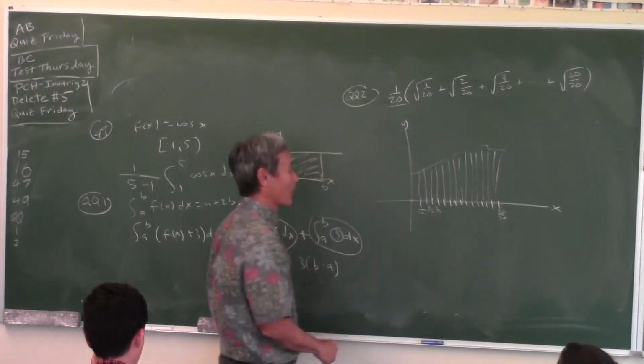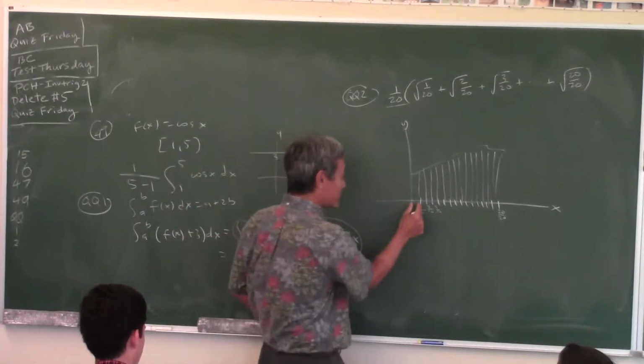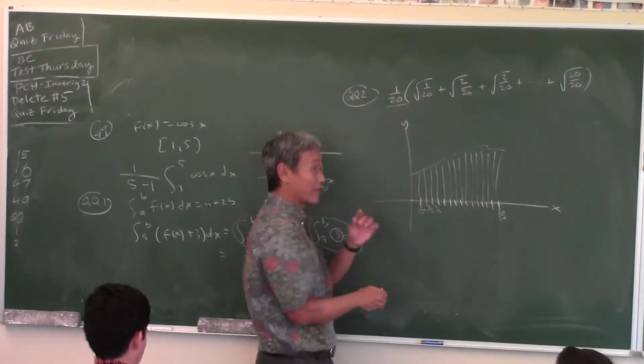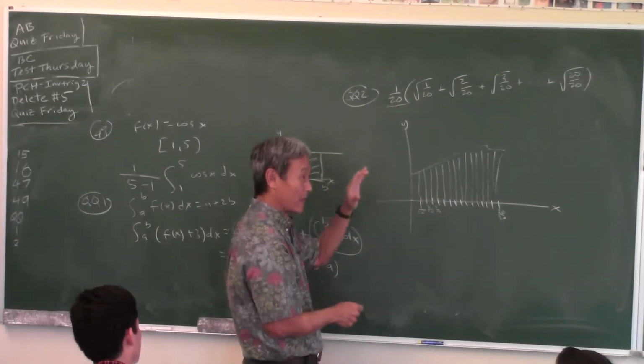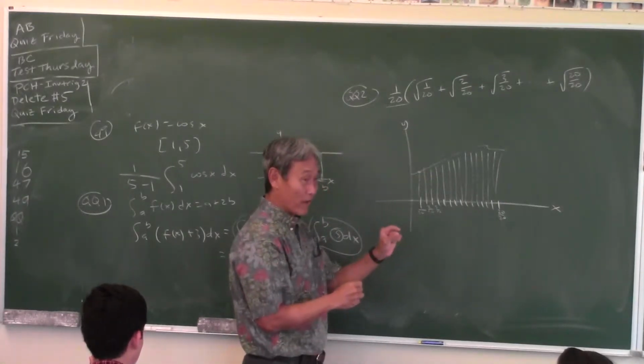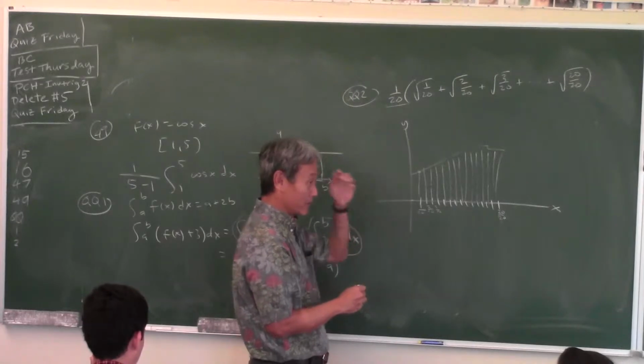Okay, that's definitely not 20, okay? So the base of each rectangle is 1/20th, that's what gets factored out. Now, how do I figure out the height of the rectangle? It's going to be the y-coordinate of that point, right? If you use the right endpoint Riemann sum, right? That's what we're doing here.